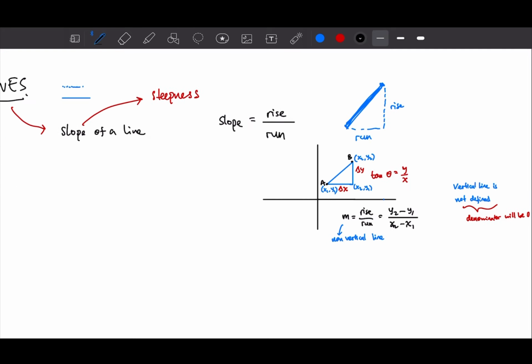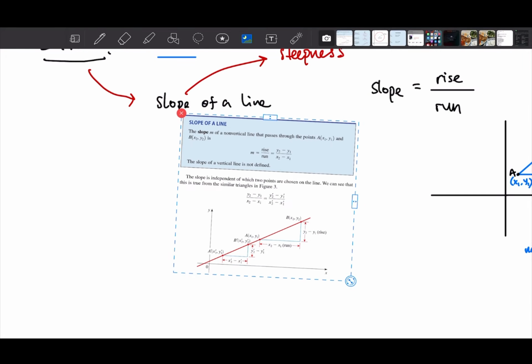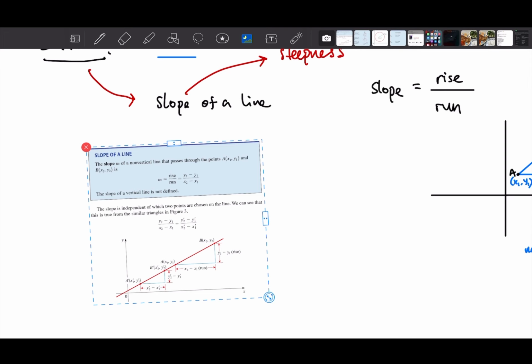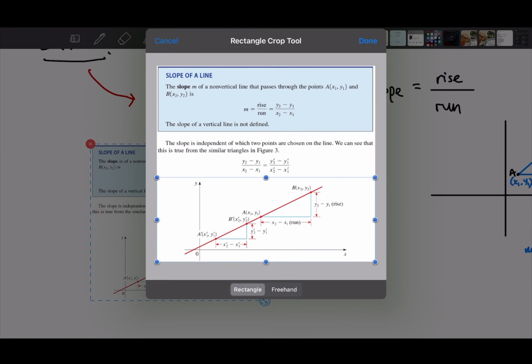So this is the slope, and let me check the picture. Let me crop this, just focus on it.